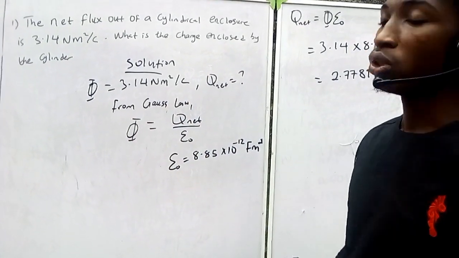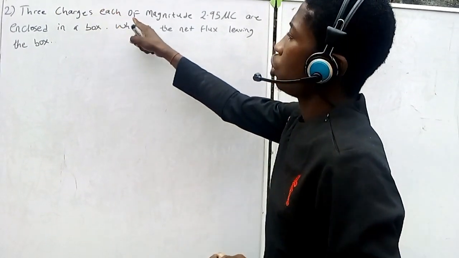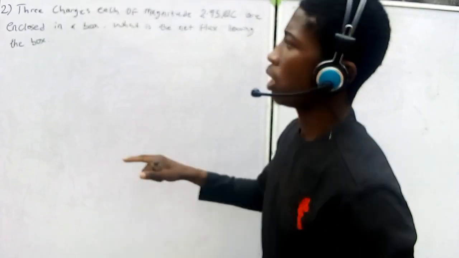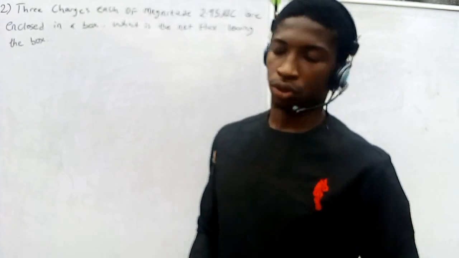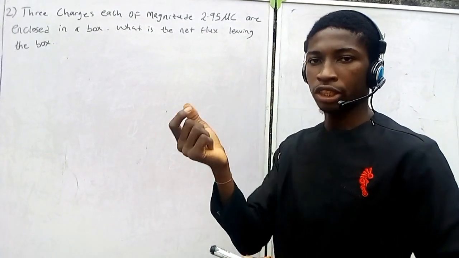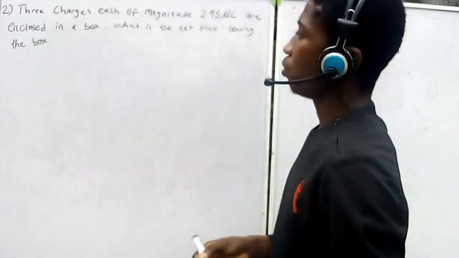So question 2 now. The question says three charges, each of magnitude 2.95 microcoulomb, are enclosed in a box. What is the net flux leaving the box? Three charges, each of them has 2.95 microcoulomb.